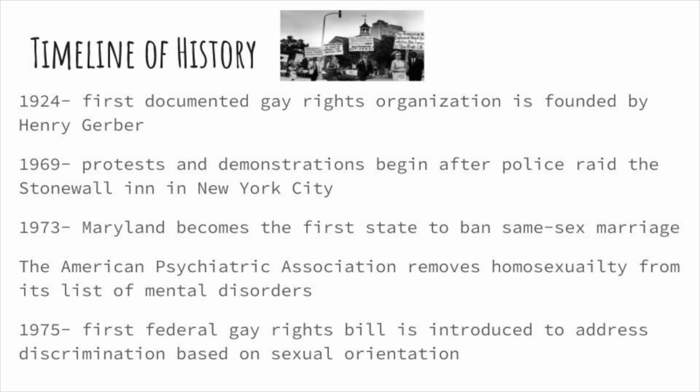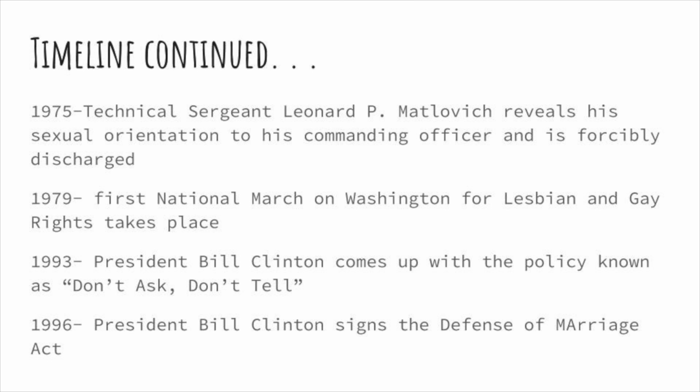In 1975, the first federal gay rights bill was introduced to address discrimination based on sexual orientation. This federal bill was never brought up for consideration after it was introduced. Also in 1975, Technical Sergeant Leonard P. Matlovich reveals his sexual orientation to his commanding officer and is forcibly discharged. However, this was again looked at a couple years later, and the sergeant received money after his forcibly discharged event occurred.